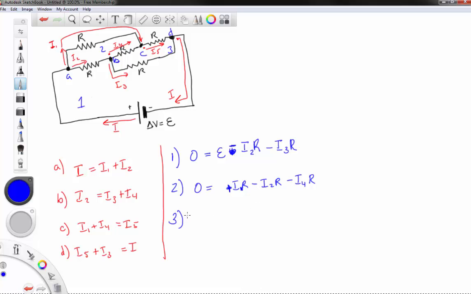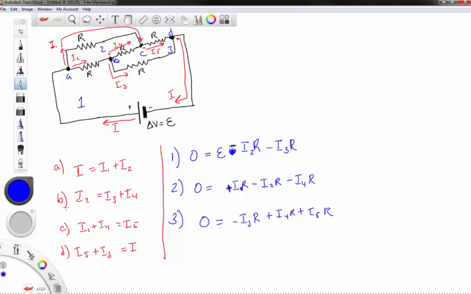And finally for number three, loop three is this loop, we have I3 going in the counterclockwise direction, so that's a minus I3 times R. We have I4 going in the clockwise direction, so that's plus I4 times R. And we have I5 going in the clockwise direction, so plus I5 times R. So this gives us our system of equations. Basically equations 1 through 3 and A through D.